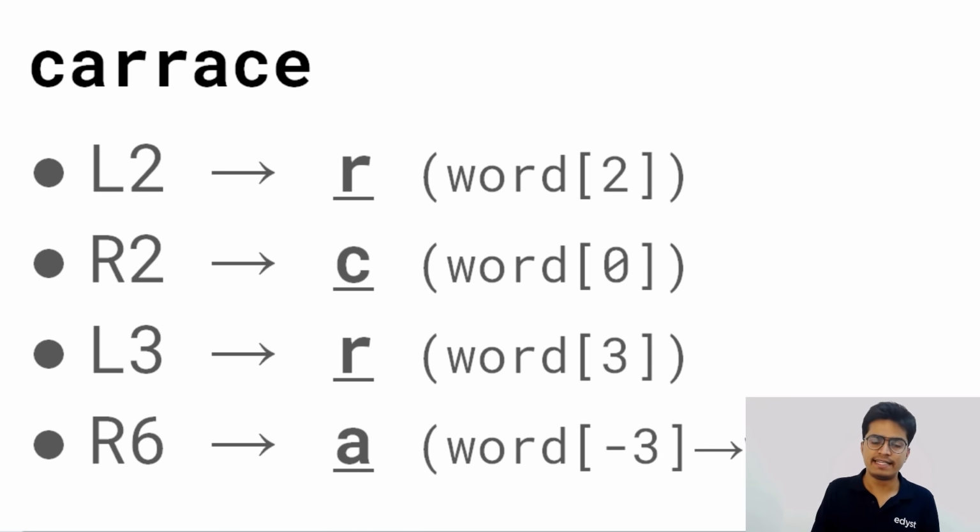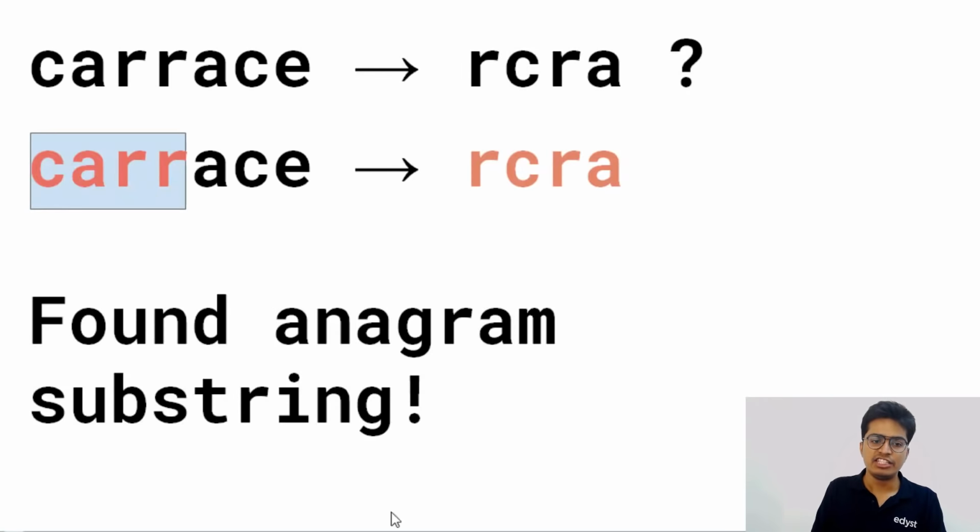Now the question doesn't end there, right? It says keep track of the first characters. This string RCRA, check if it is an anagram of any substring inside the original string. Again, a lot of words. Simply what this means is, can you find a 4-letter window somewhere here? So CARR, ARRA, RRAC, RACE.